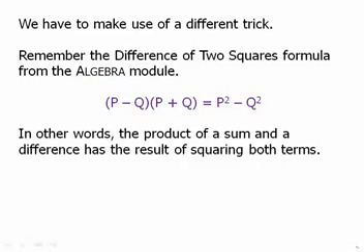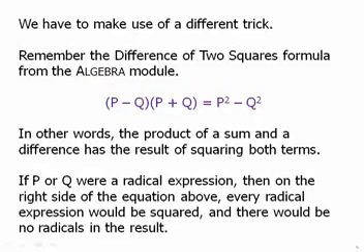So in other words, what we have here is the product of a sum and a difference as the result of squaring both terms. If P or Q, or even both of them, were radical expressions, then on the right side of the equation above, every radical expression would be squared, and there would be no radicals in the result. Very interesting.